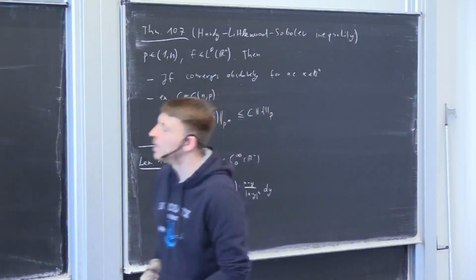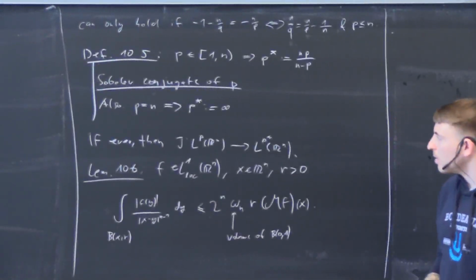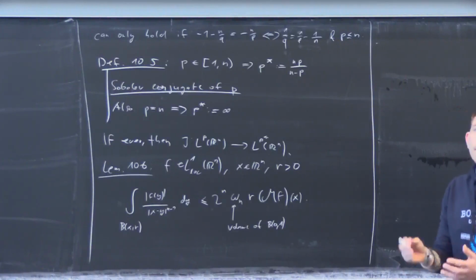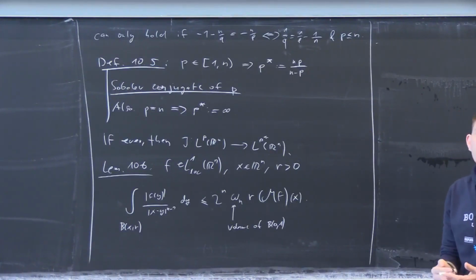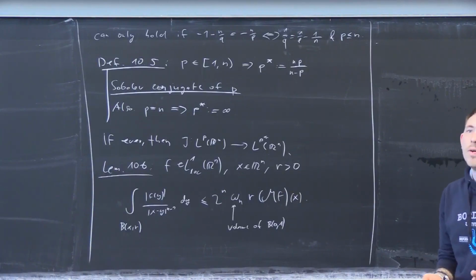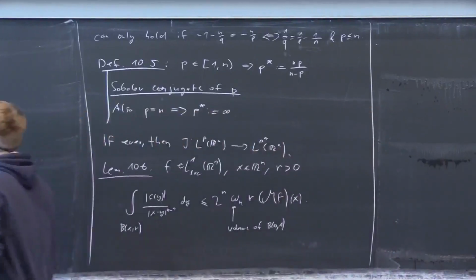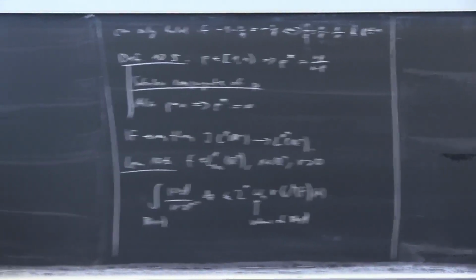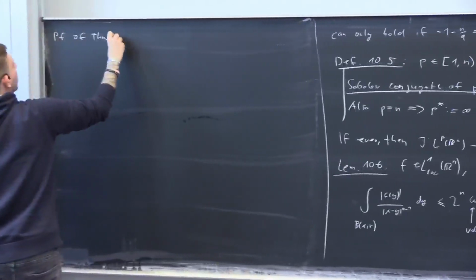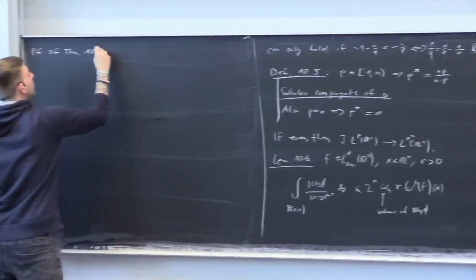And we just had this preparatory lemma where we estimated a local on-diagonal part, which is somehow the more complicated of the two parts that we have to estimate. Now we want to bring everything together. So, proof of Theorem 10.7.